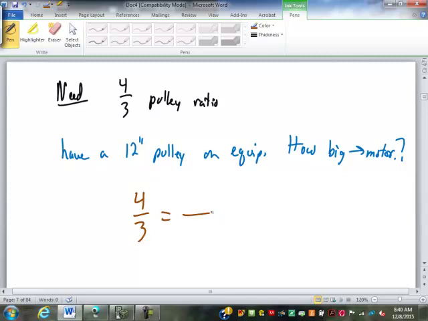So where's the 12 going to go here? On top, because that's the driven. It's on the piece of equipment. That's the driven pulley. If I cut the belt, that pulley is going to stop. The one that's on the motor is what we're looking for. That's the driving pulley. That has to go with the 3. So now we'll cross multiply. 3 times 12 is 36. And divide by 4 is a 9-inch pulley. It has to go on the motor. Make sense?